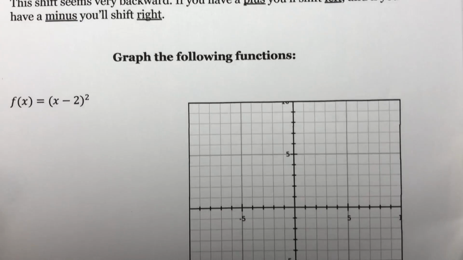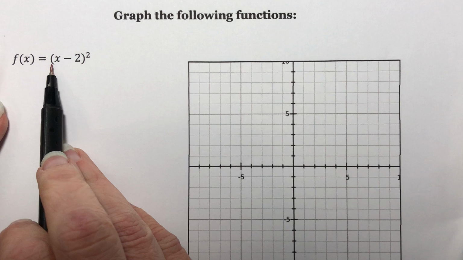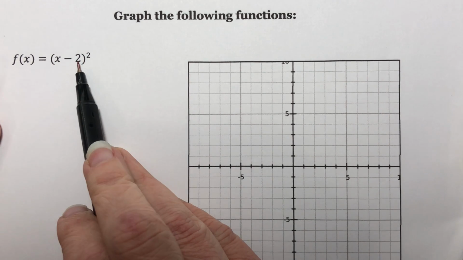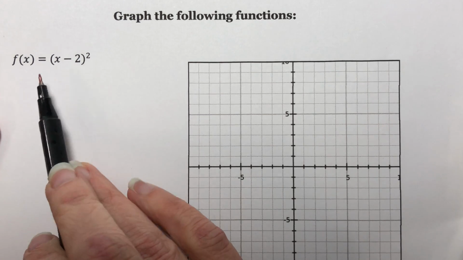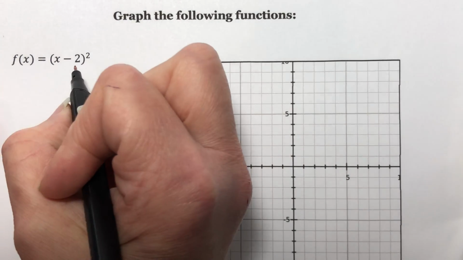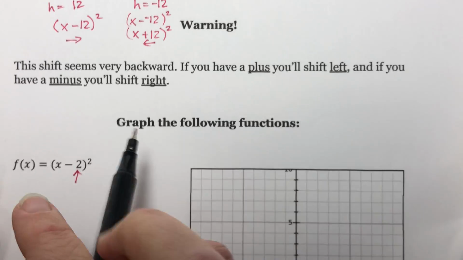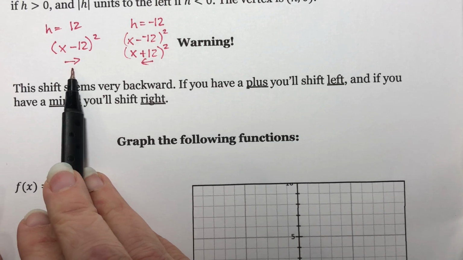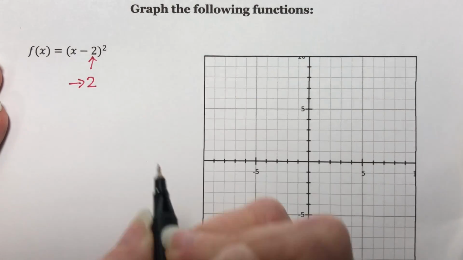So let's talk about an example. I want to graph f of x equals x minus 2 squared. The difference between this and x squared is this 2, and it's inside the square, so I'm either going to be moving left or right. My h value is 2, so I'm either moving 2 units left or 2 units right. Remember, if you have a minus sign, you're moving right because this seems backwards. So I'm going to move it to the right 2 units.